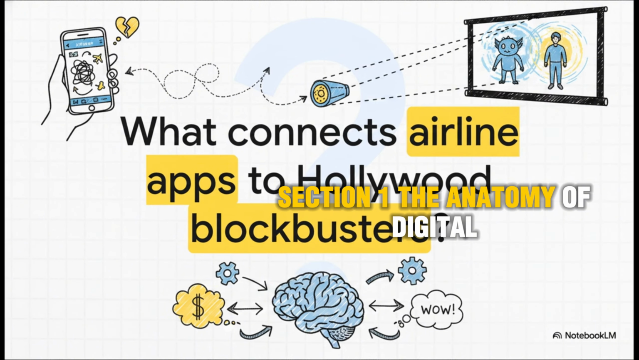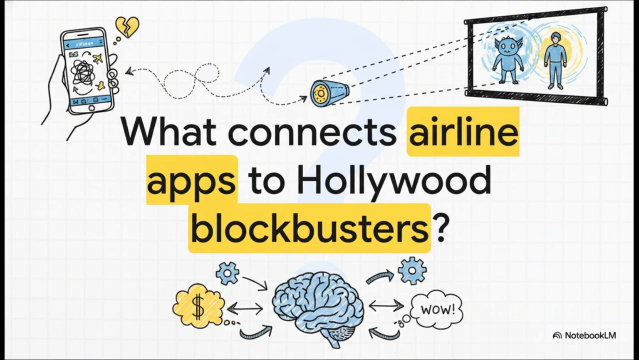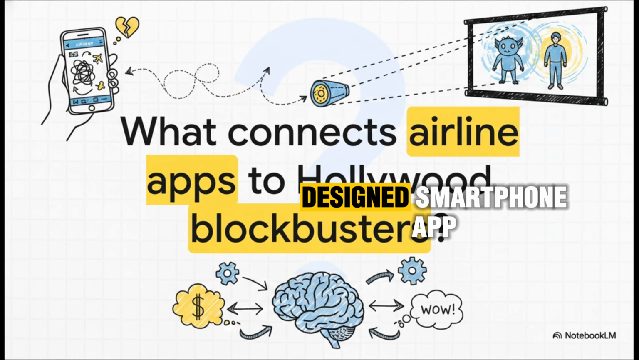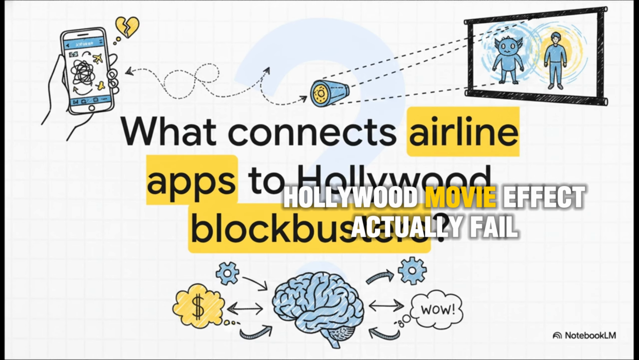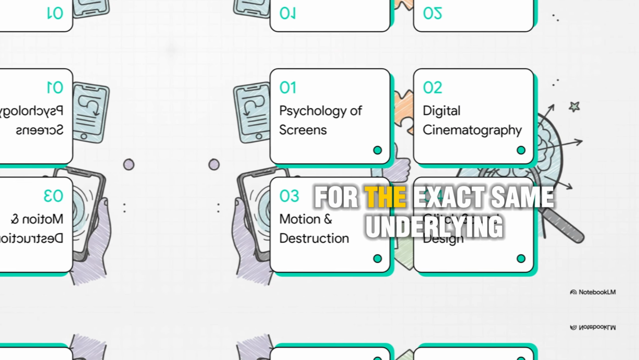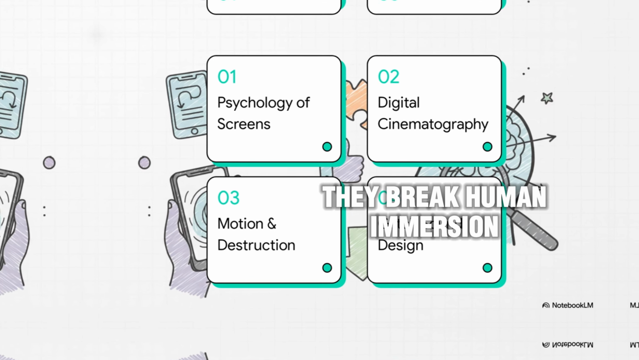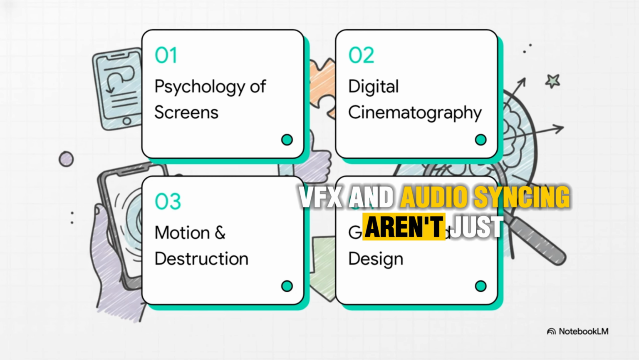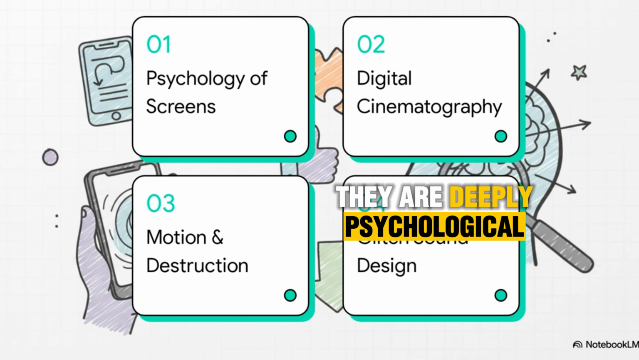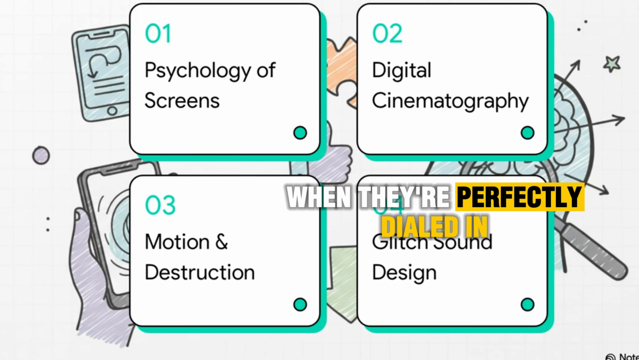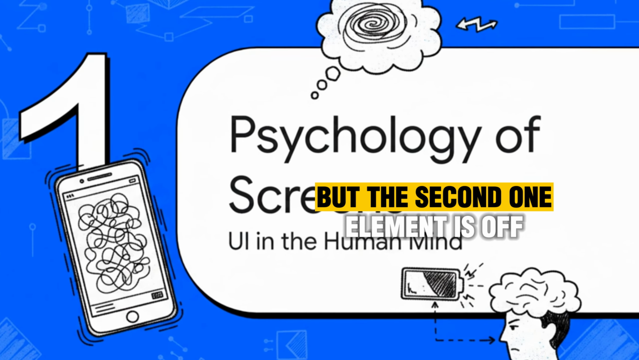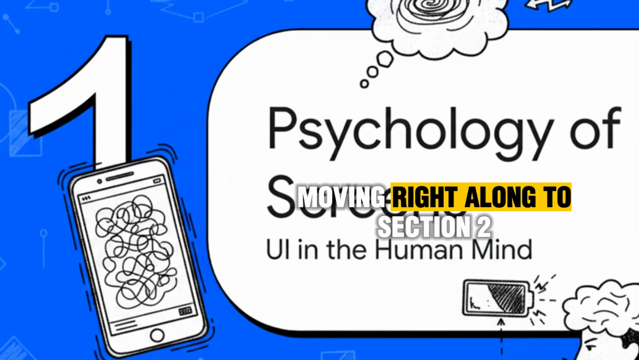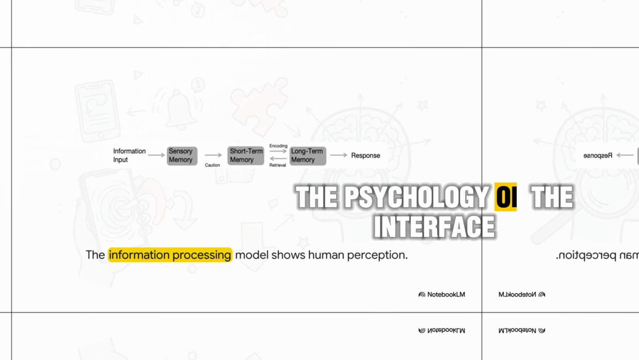Section 1. The anatomy of digital experiences. Okay, so the absolutely crucial point here is that a poorly designed smartphone app and a totally fake-looking Hollywood movie effect actually fail for the exact same underlying reason. They break human immersion. You see, UI design, VFX, and audio syncing aren't just technical skills, they are deeply psychological tools. When they're perfectly dialed in, we literally don't even notice them, but the second one element is off, the whole illusion totally shatters.